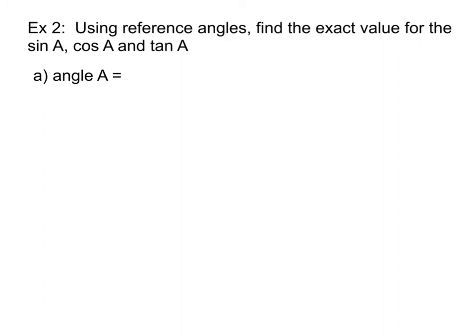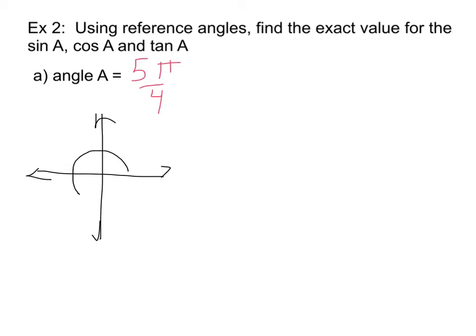The directions say, using reference angles, find the exact value for sine A, cosine A, and tangent A. The angle they give us is 5 pi over 4. If I went and graphed that angle, 5 pi over 4, remember this is 4 pi over 4, one more fourth puts me in this quadrant. My reference angle is here. It's pi over 4. So my reference angle equals pi over 4.